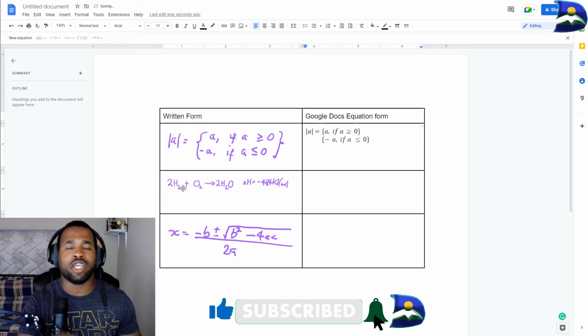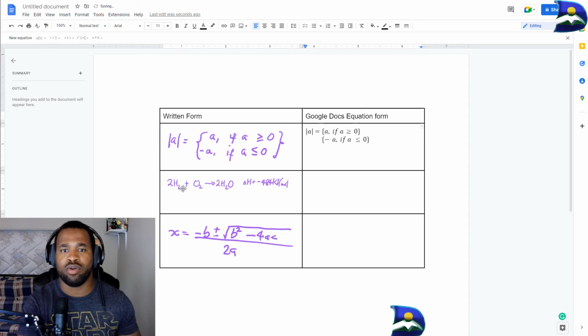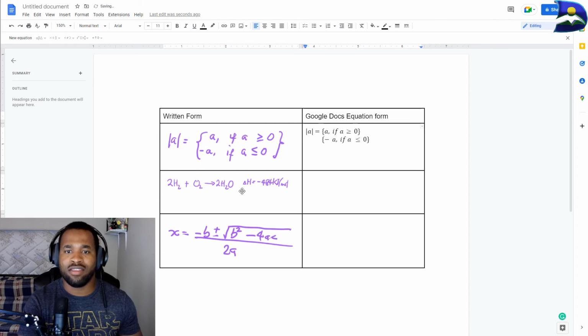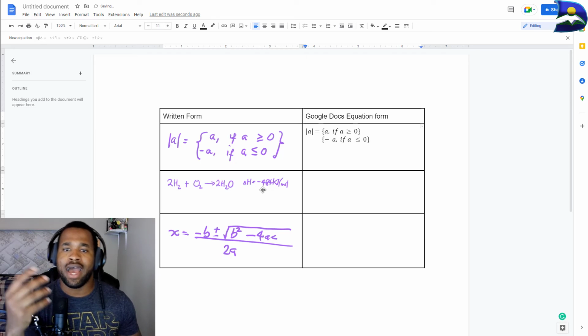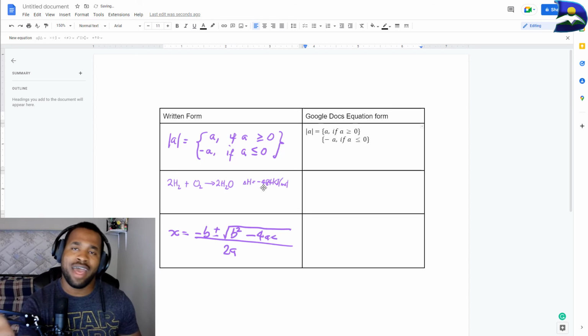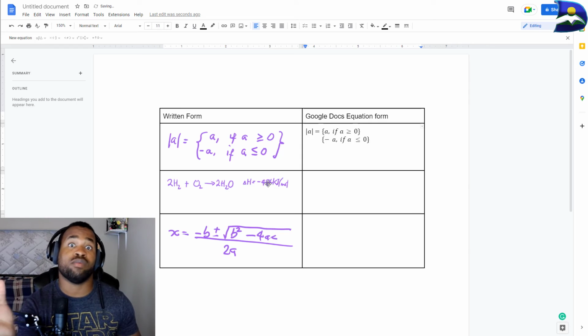And then the final one here we're going to do is a chemical equation, and this reaction shows that hydrogen gas and oxygen gas actually combine together to form water, and this shows the enthalpy, which is in this case the amount of energy that is going to be released, which is an exothermic reaction process, and we are going to transform this written form to a Google Docs equation form.